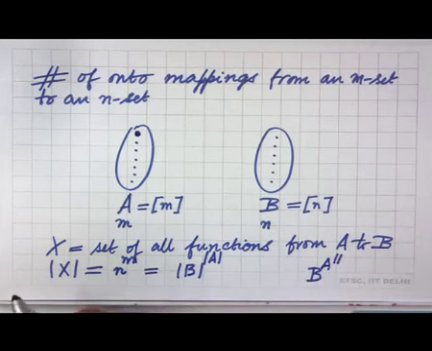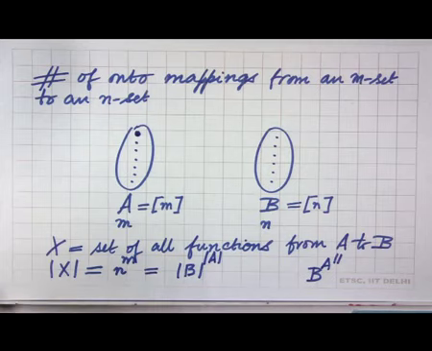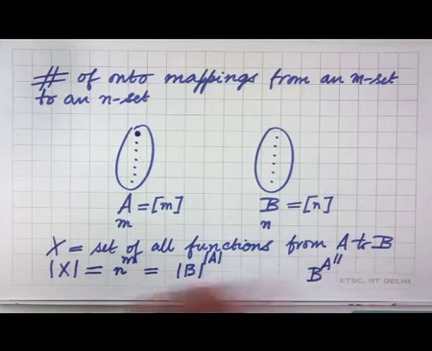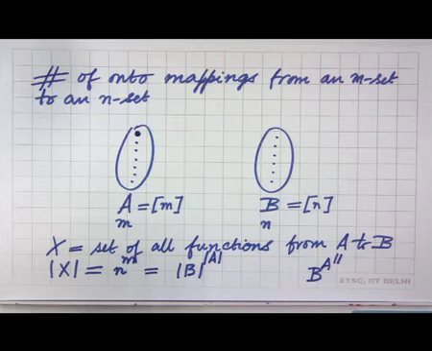So when we write B to the power of A, it is a notation that stands for the set of all functions that go from this power to this base. And we use that notation because it quickly reminds us that the size of that set of all functions is simply the size of B to the power size of A.